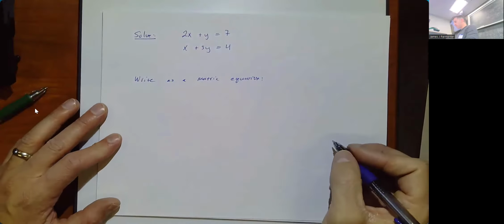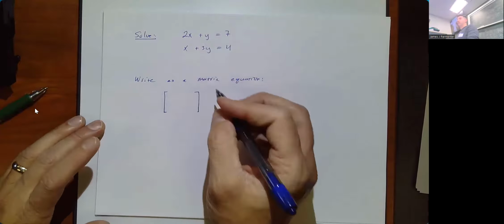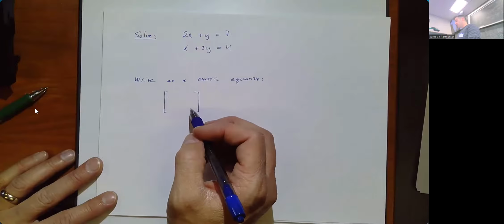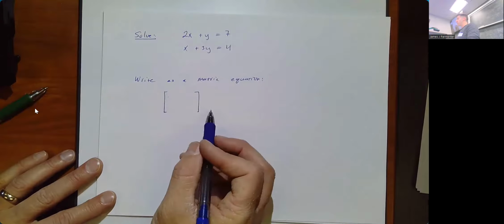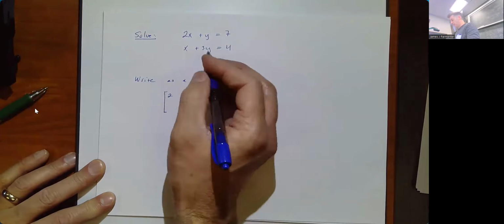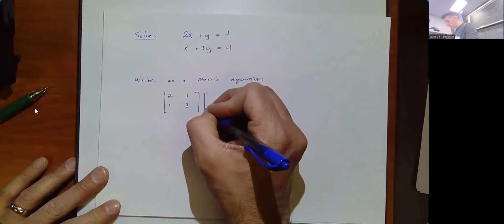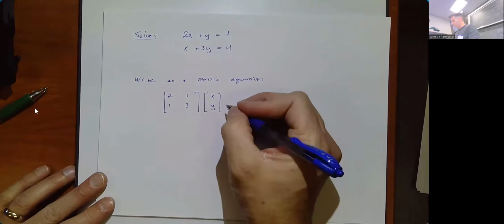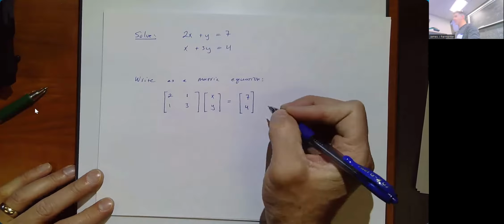Check it out. We're going to have what people typically call the coefficient matrix, which is literally just the coefficients of x in the first column, the coefficients of y in the second column, the coefficients for the first equation in the first row, the coefficients for the second equation in the second row. So my coefficients in the first row are going to be 2 and 1, and the second row are going to be 1 and 3. My vector of variables, x times y, equal to what it's supposed to equal, the vector 7, 4.